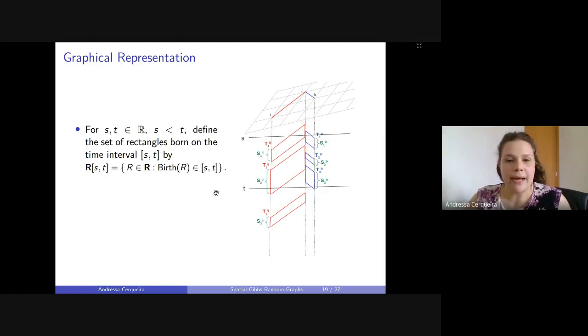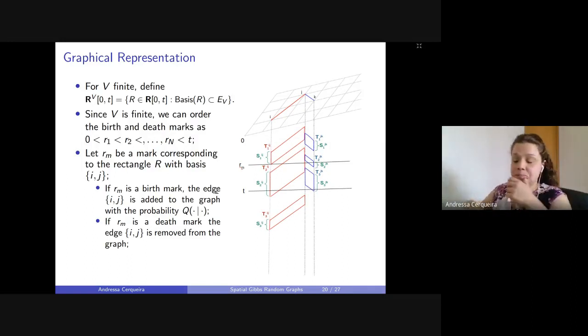All right. So now how can we construct the process using this idea of rectangles? When V is finite, and I'm fixing a time interval 0,t, for example, I have this set of all rectangles that were born in this time interval. Here I forgot to put the line of 0, but imagine a line here, such that the basis of this rectangle is part of the vertices, when I'm looking at vertices in the set V. So we have a finite set here. Since V is finite, we can order the occurrence times of births and deaths of these rectangles. So we can order all the marks, and then go mark by mark and see what we are going to do in the graph.